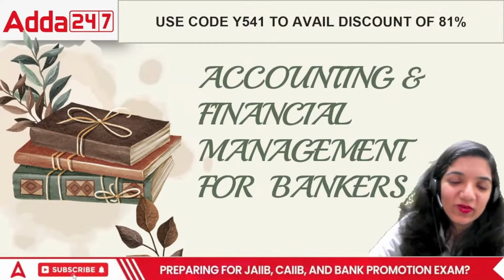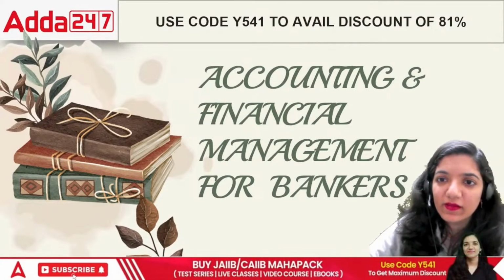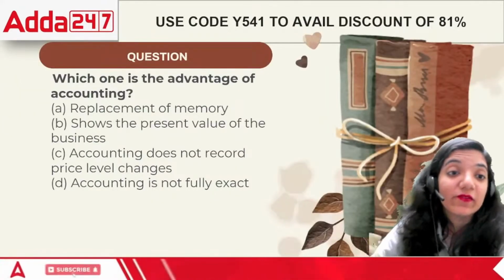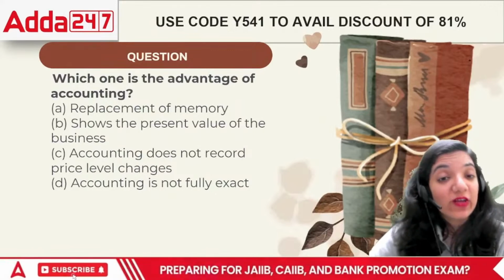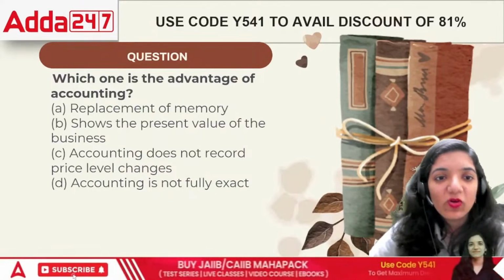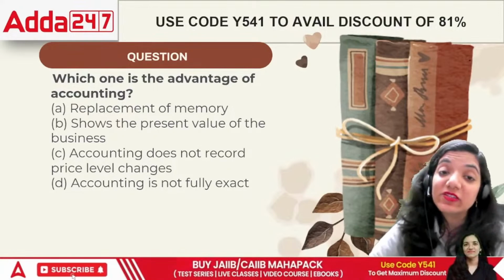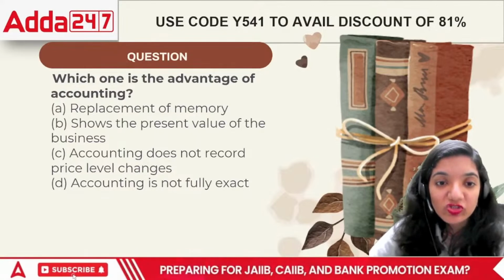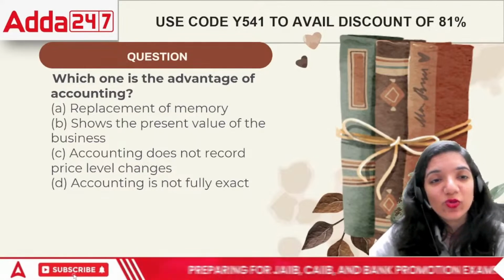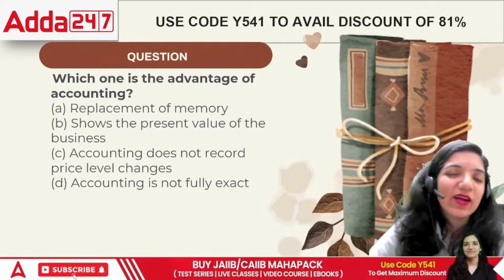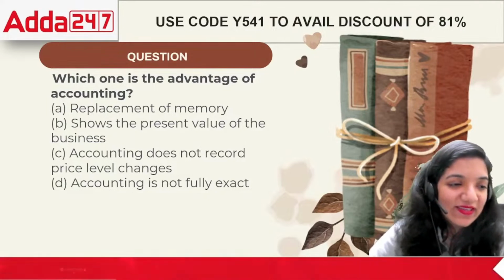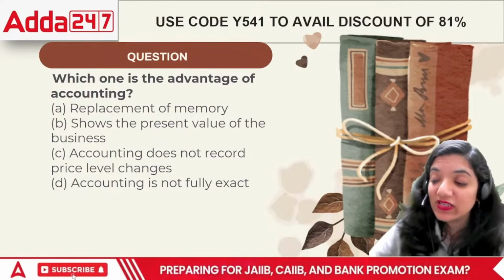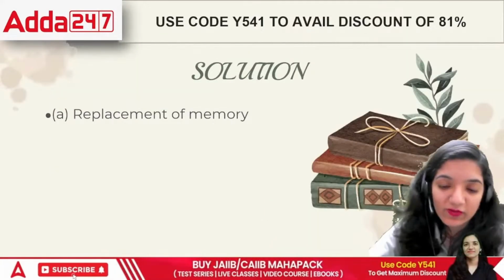Let's talk about the questions. 60 days, 60 classes. The first question says, which one is the advantage of accounting? It replaces the memory, or shows the present value of the business, or accounting does not record the price level changes, or accounting is fully exact. See, accounting is never fully exact. I cannot say that because sometimes it doesn't cover the qualitative aspect of everything. So technically it is never fully exact.